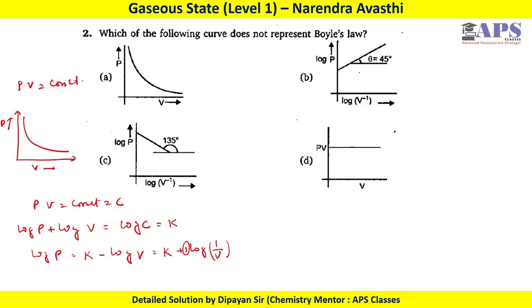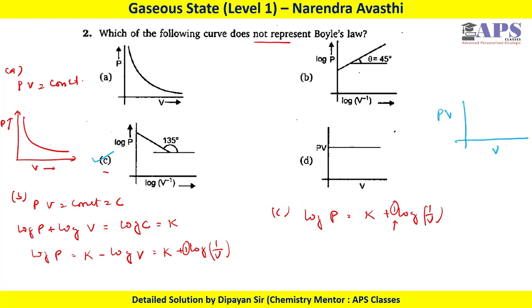This is for option A, this is for option B. If we check option C, it is clear that log P equal to K plus log 1 by V, it will have a positive slope and the value of slope is 1. But for option C, we can have a negative slope. So we have to find which does not represent Boyle's law, and so option C will be our correct option, because the PV versus V plot will obviously give a straight line parallel to the x-axis. So option C will be the correct option.